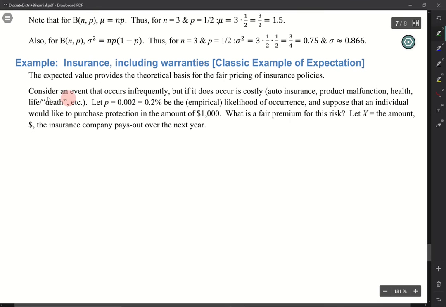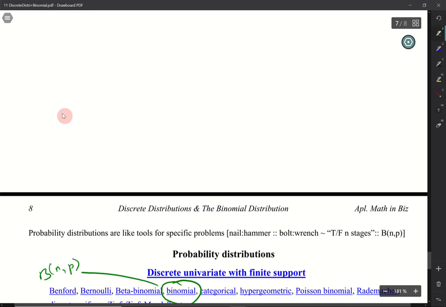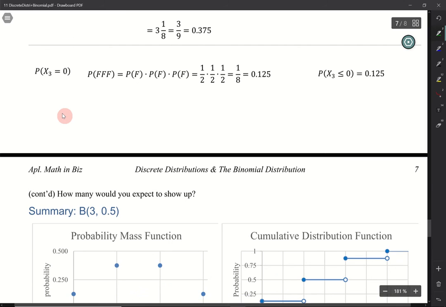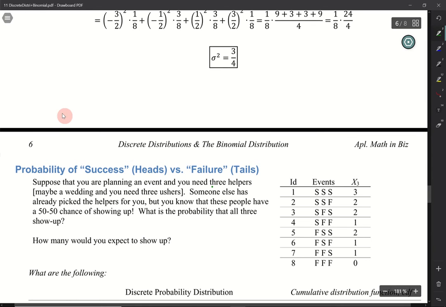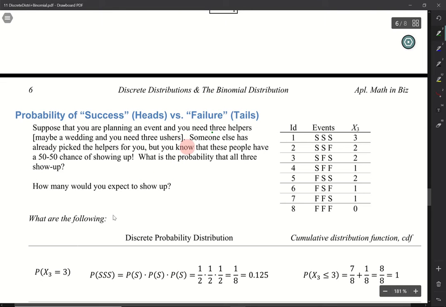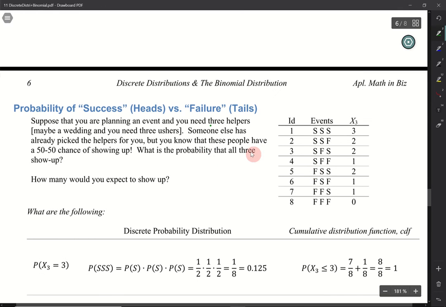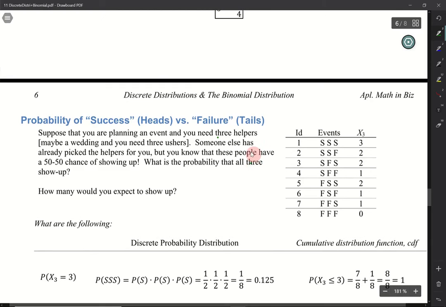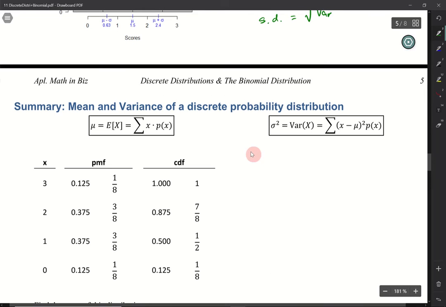Another one might be another sort of category problem. In order to tackle problems like this, we can use the binomial distribution. So this is where we're going next.